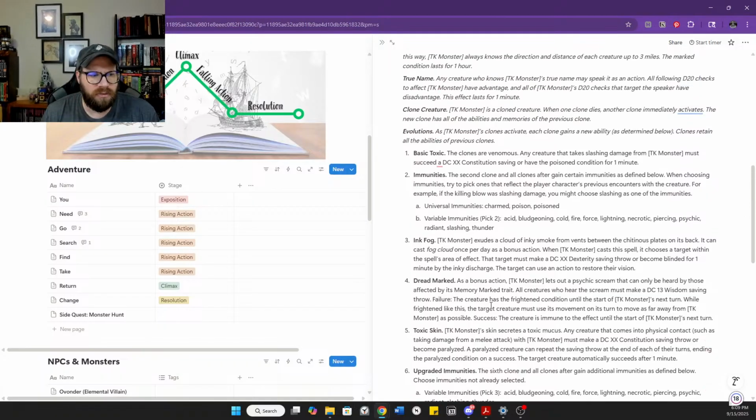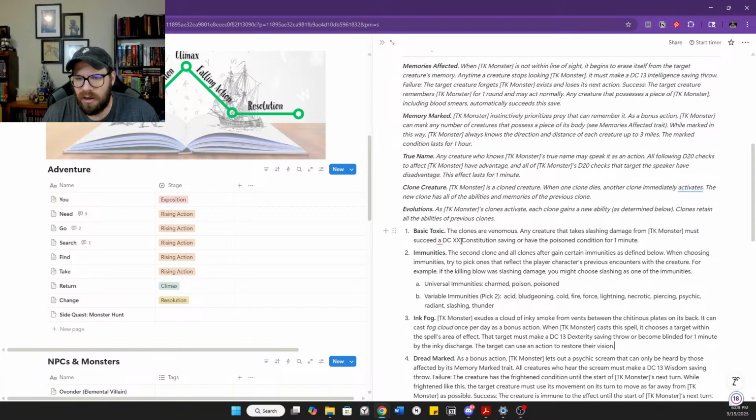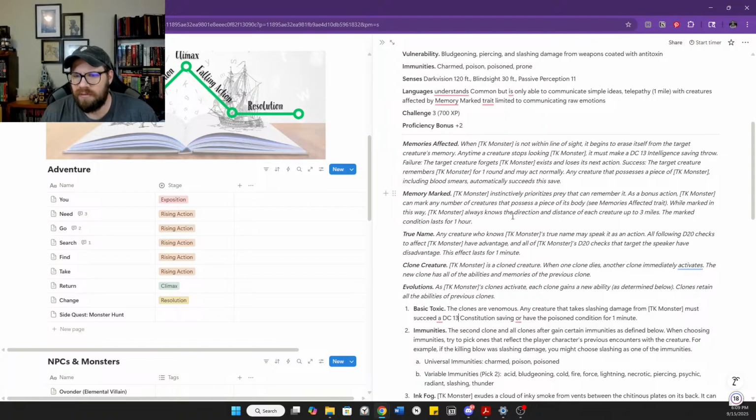It's clearly a charm effect here, so the result would be the creature is charmed potentially. We know that from our CR that our DC is 13 for most things here. We still need to fill out some of that as we go through here. And we have this memory mark ability that we've built in. This idea that the creature instinctively prioritizes prey that can remember it, and it can know where these creatures are, so it can hunt. It can know where this prey is, and so it can hunt it. In this case, the PCs.